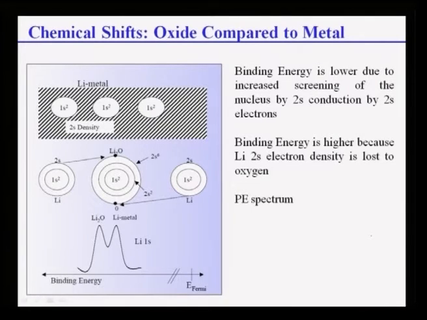If we look at the electron density, the 1s2 has 2 electrons, then 3 electrons. So if I have a plot of intensity versus binding energy, you will see this peak for lithium 1s, right. Now what happens when lithium gets oxidized? Lithium gets oxidized, it forms Li2O.